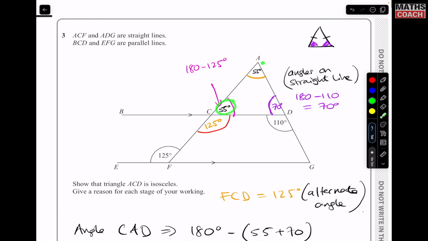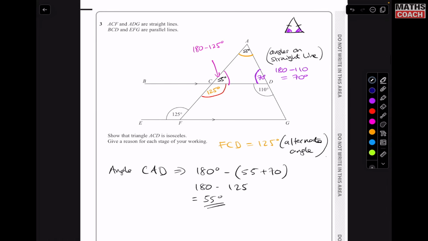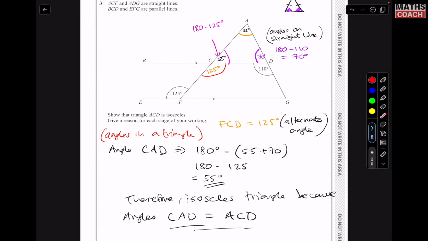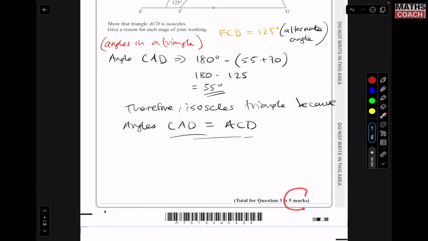And look at that. You've got this angle and this angle, which are the same. It's met this criteria of an isosceles triangle. So therefore you have proved that you have an isosceles triangle. So therefore, isosceles triangle, because angle CAD is equal to angle ACD or DCA. Okay, there you go. And also, before you forget, you should give the reason for that last one here. So angles in a triangle add up to 180. That's my reason for the last one, because it says give a reason for each stage of your working. And that was for 5 marks.